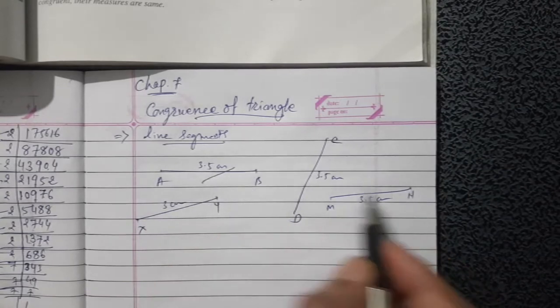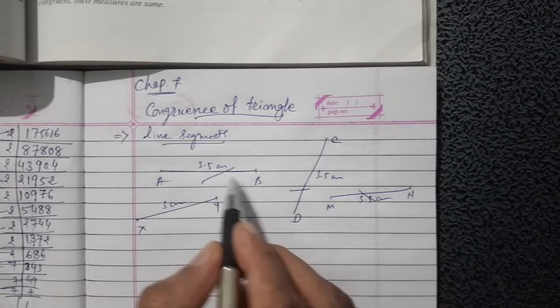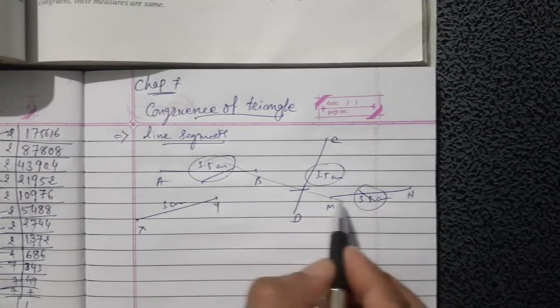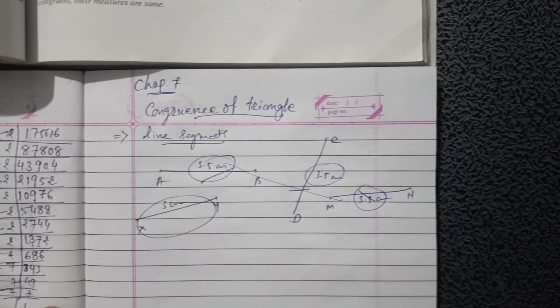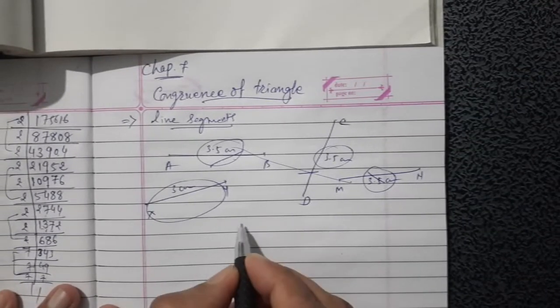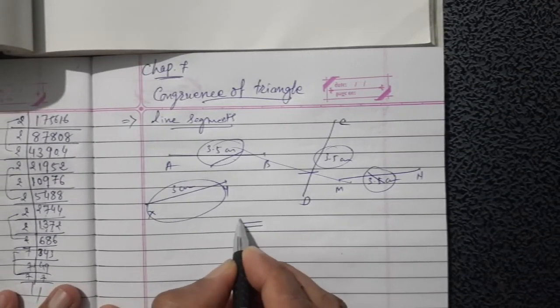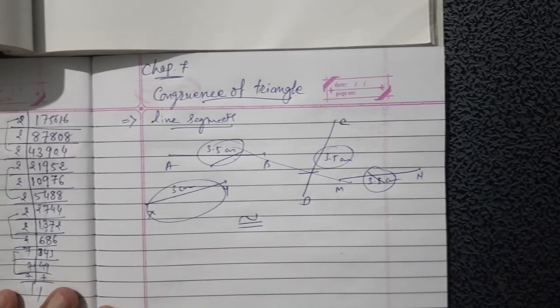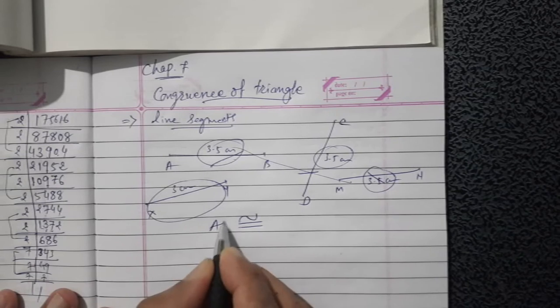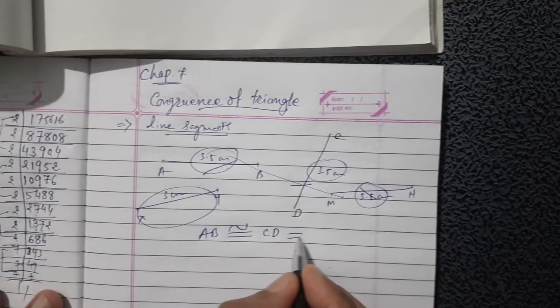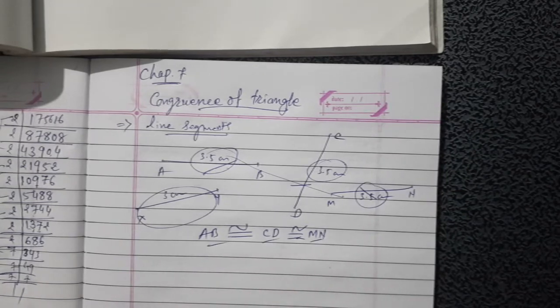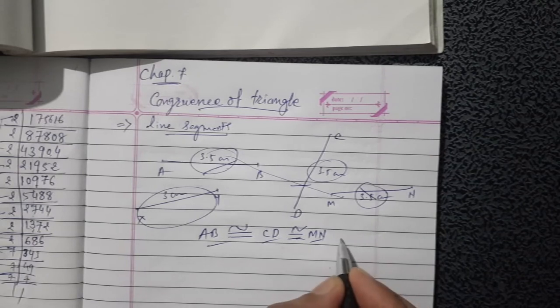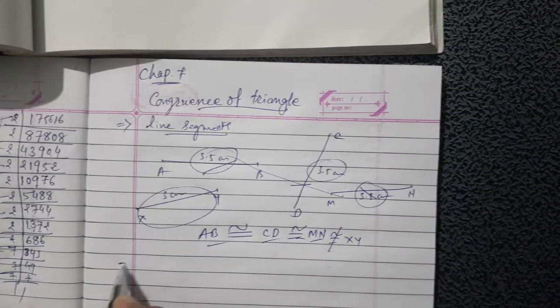So AB, CD and MN have the same length, which means these three line segments are congruent, and XY is not congruent. The sign of congruence is like an equality sign with a tilde, called the congruent sign. So AB and CD are congruent, MN is also congruent, but XY is not congruent. Same for angles.